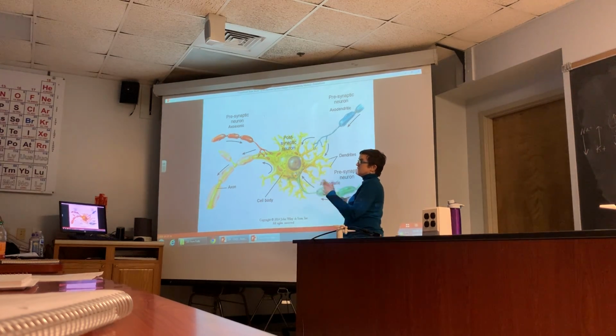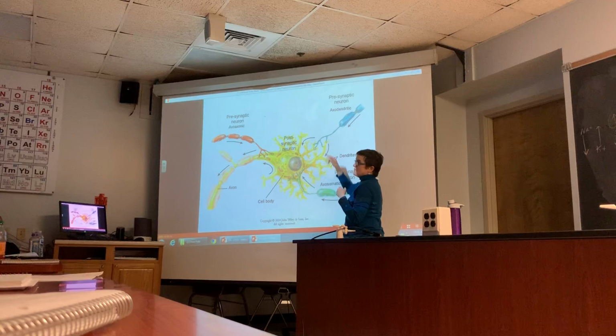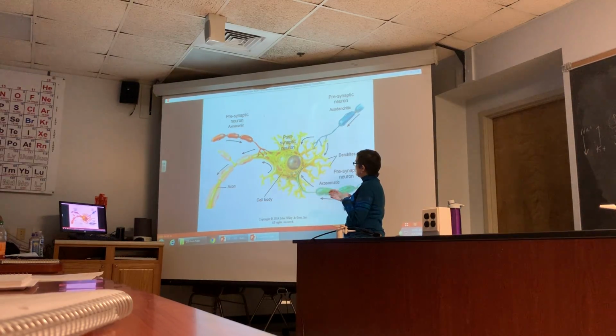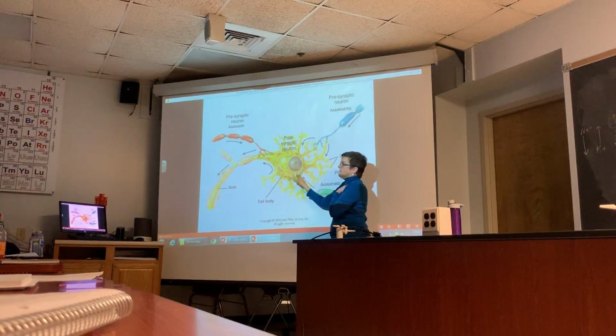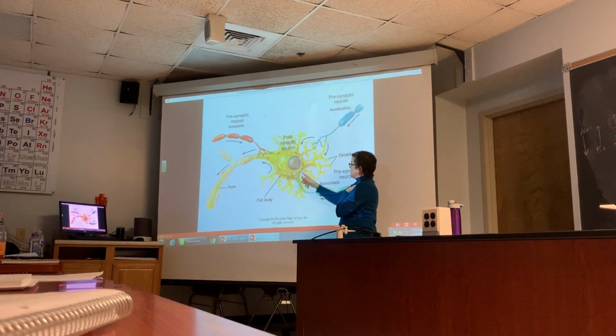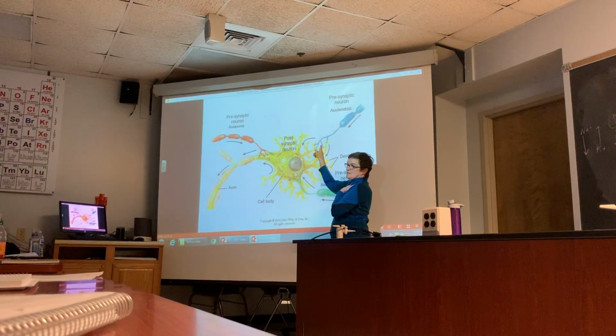It doesn't release multiple kinds, it releases one kind. So it's going to have receptors for that neurotransmitter. This one is showing another synapse between the axon of the presynaptic neuron and the cell body. So these are the two most common types. This is where graded potentials are generated.